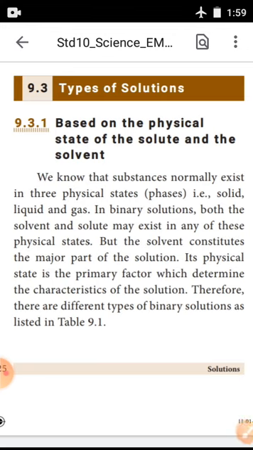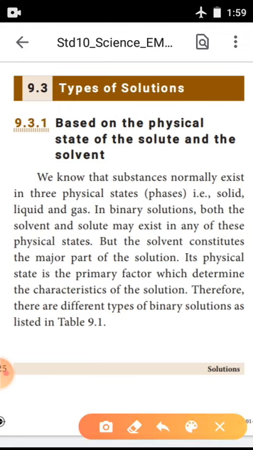So from this topic, the solution based on solute and solvent, because before you only learnt binary solution. Another one is ternary solution. What are binary solutions? Binary solutions mean the solution contains two substances. One is solute, another one is solvent.